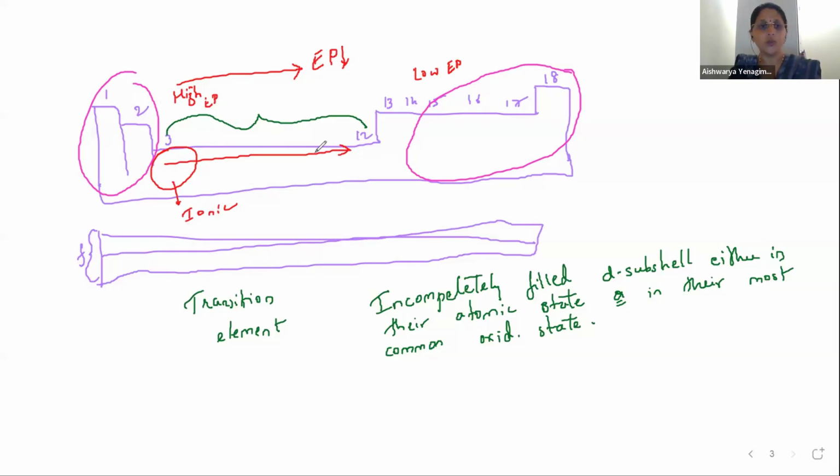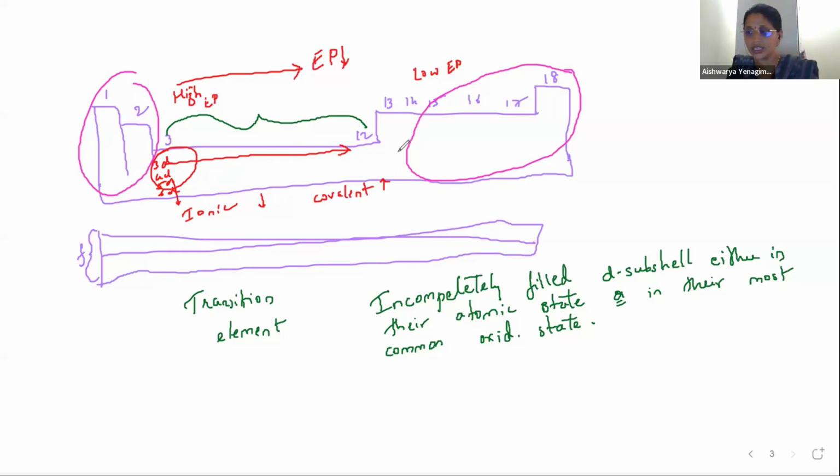But when you move from left to right in each series, here you have 3D series, 4D series, here you have 5D series, here you have 6D series. In each series, in the beginning the compounds are ionic, but from left to right, when you move across the series, the ionic nature goes on decreasing and the covalent nature of the compounds goes on increasing.